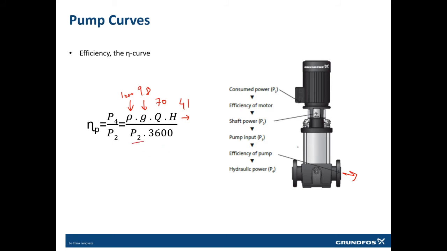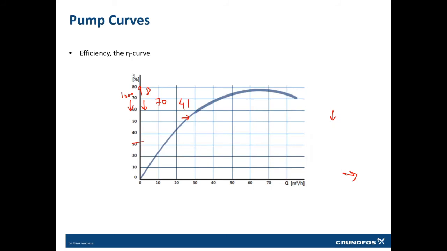P2 is the power which this shaft is giving. So this shaft is taking some electric power, which we'll discuss in the second part of this course today. If you divide both of them, you will get the efficiency. Now, how is the efficiency plotted?